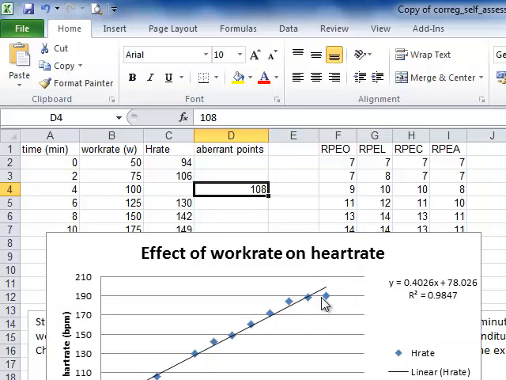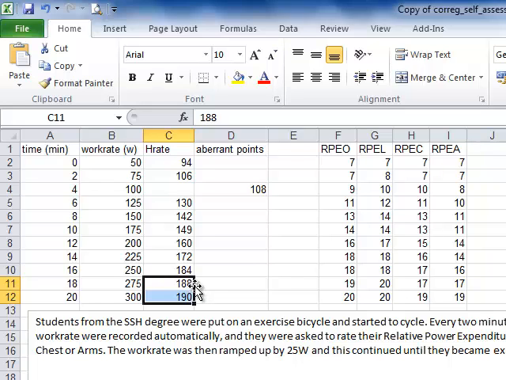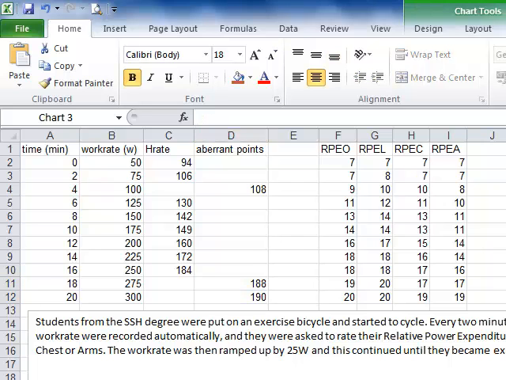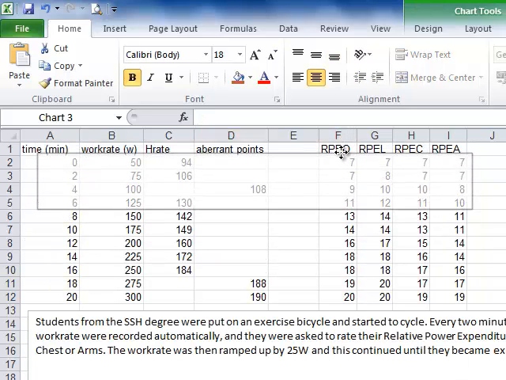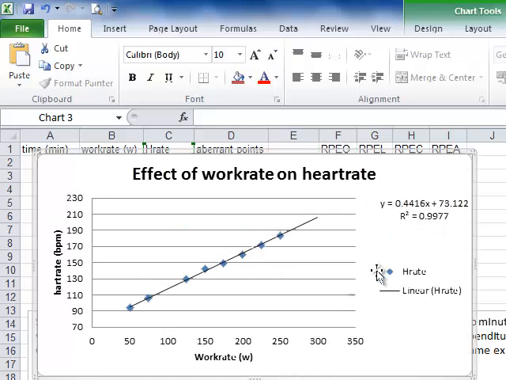I've also got these 2 points up here. So I'm going to do the same thing. I'll just move the graph out of the way. It's these 2 points here. Go slide them over. And let's see what's happened there. So now we've got an R squared value of 0.9977. The fit of the line is dramatically improved by removing these non-fitting points.